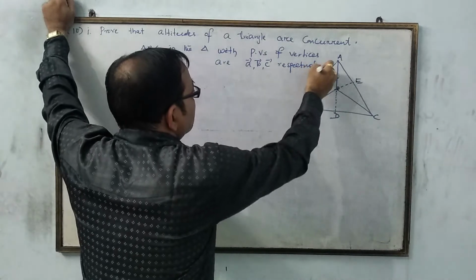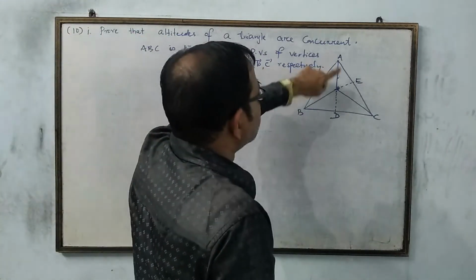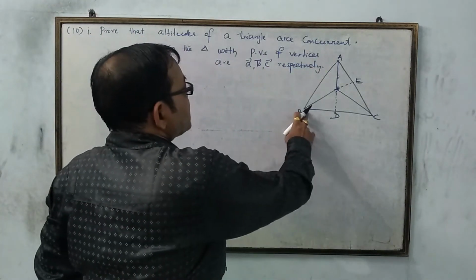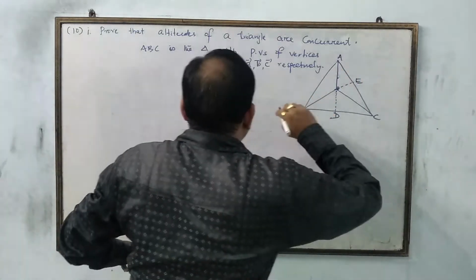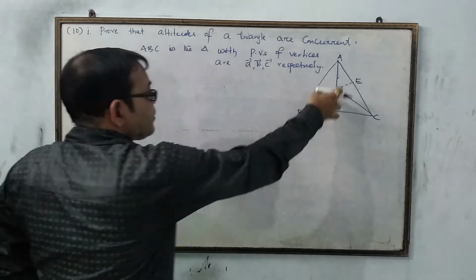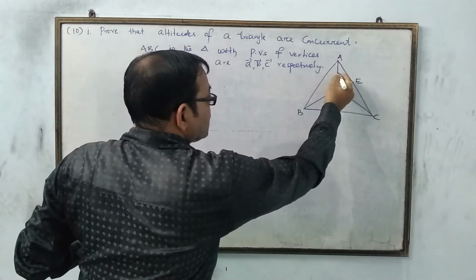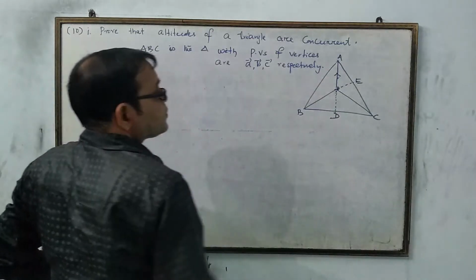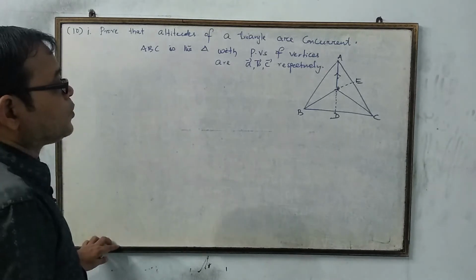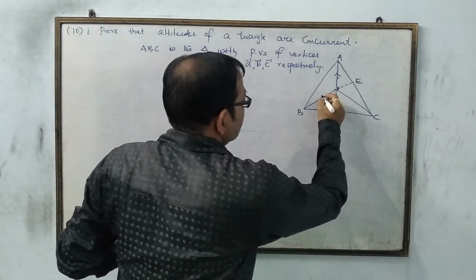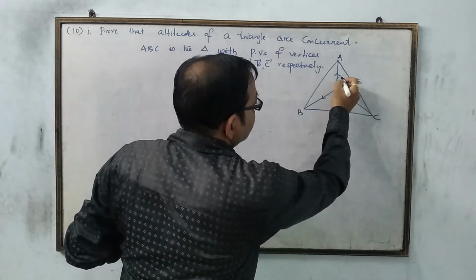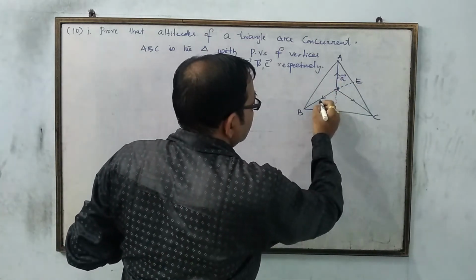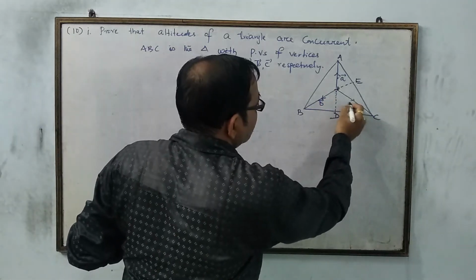The position vector of point A is vector A, position vector of point B is vector B, position vector of point C is vector C. That means OA is equal to vector A, OB is equal to vector B, OC is equal to vector C. This is vector A, vector B, and this is vector C.